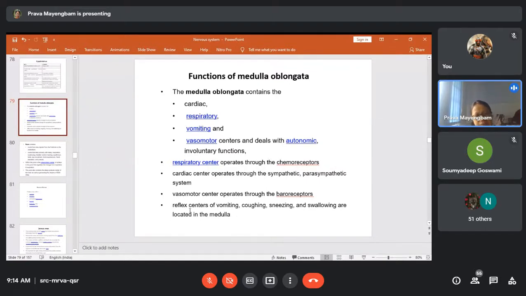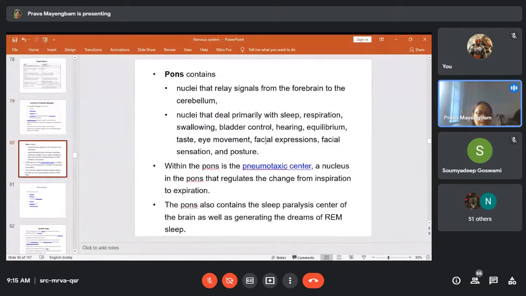Okay, and the reflex centers of vomiting, coughing, sneezing, and swallowing are also located in the medulla. So you remember what the functions of medulla oblongata are? They are associated with cardiac activities, respiratory activities, vomiting, vasomotor control, coughing, sneezing, and also swallowing. Okay, then comes the pons.